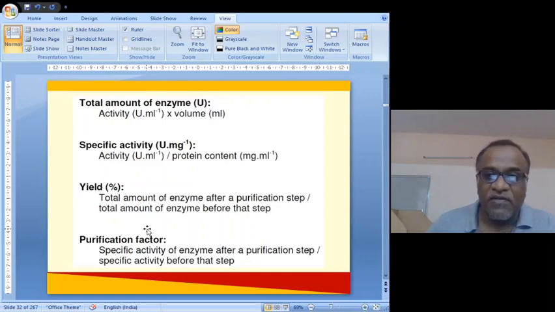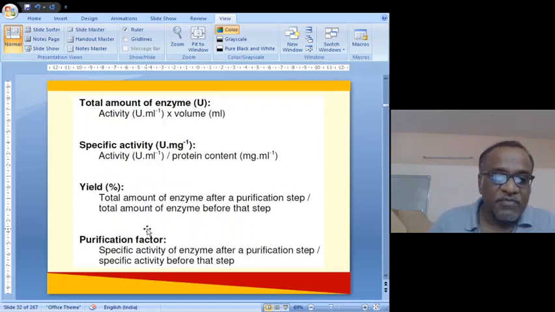Say for example, if we are going for a chromatographic method, affinity chromatography, and that is supposed to be the third method, and in the second method we have adopted gel filtration chromatography, so here it is the total amount of enzyme after the purification step, that is after gel filtration, divided by the total amount of enzyme before that step. So before gel filtration, what step you have adopted, what was the total amount of enzyme. So that is how the yield is calculated.